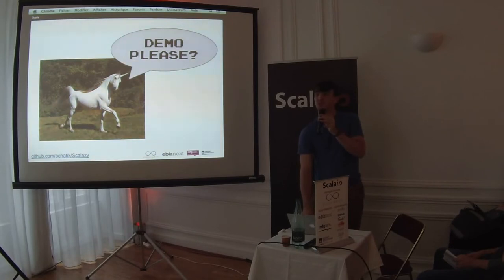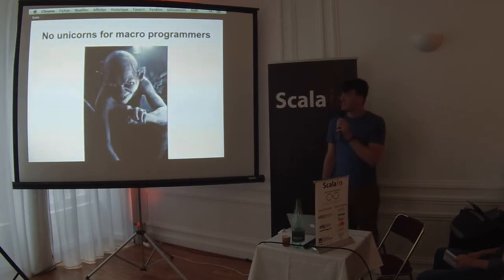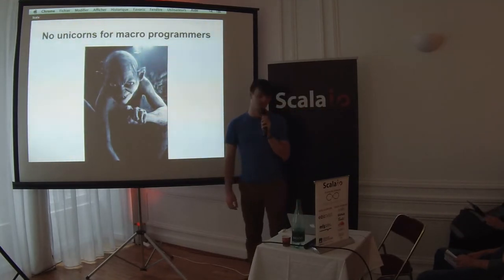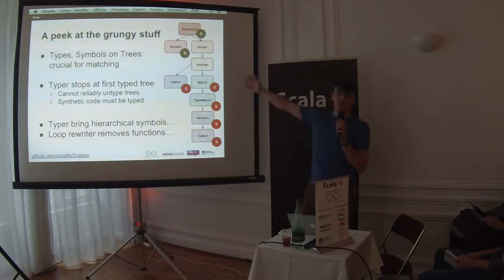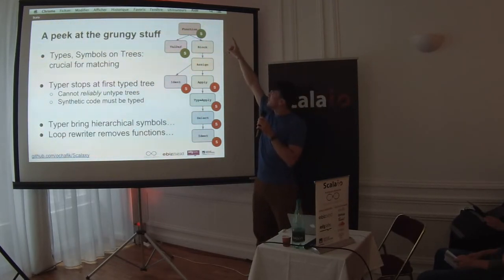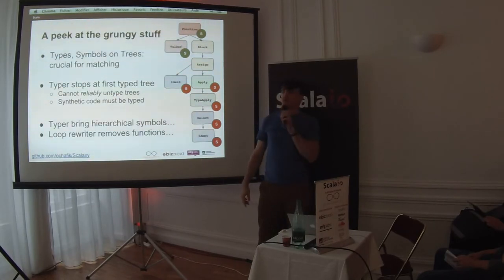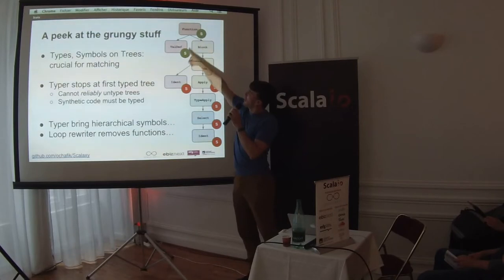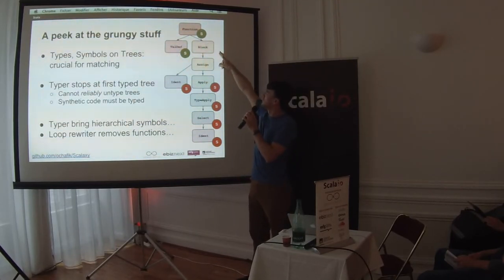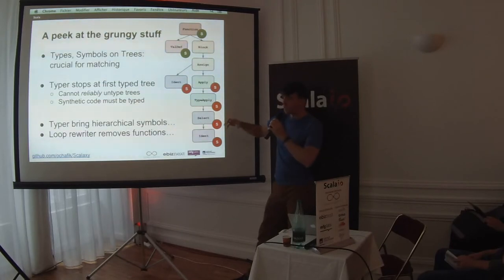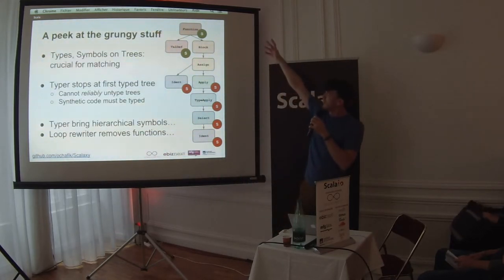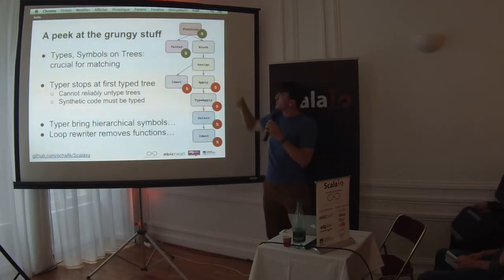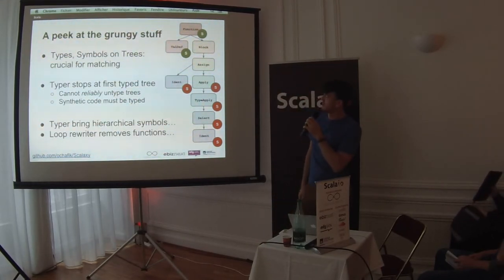And for those of you who are macro developers, know that there is some grungy stuff behind, and the learning curve is steep. Here's just a peek at how it looks on the inside. The macro is dealing with expression trees, abstract syntax trees. A function will have val defs for its arguments, and a block of statements or values at the end. Assignments that refer to identifiers, application of functions, type application of a symbol, selection of a symbol on an identifier, and so on. And all of these ASTs may be annotated by symbols and types. I didn't show the types because it's already quite heavy.